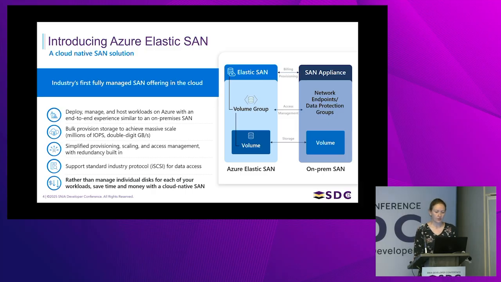The main sell here is rather than managing individual disks for each of your workloads, I mentioned VMs as an example earlier, and spinning up a whole bunch of those and then thinking about what size exactly each of these needs to be, you can save time and money with the cloud native SAN. So this allows basically the provisioning, scaling, access management, all that redundancy to be managed and purchased as a unit. We also support industry standard protocol iSCSI for data access.